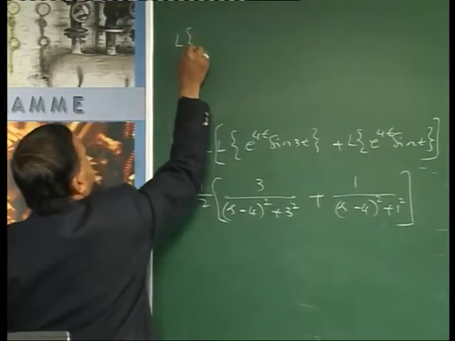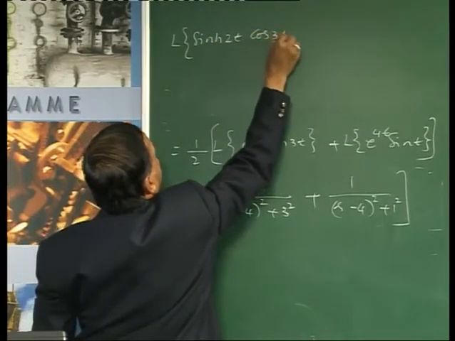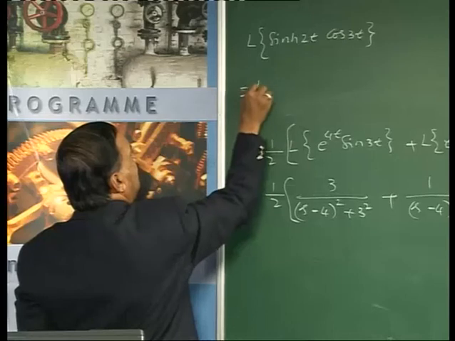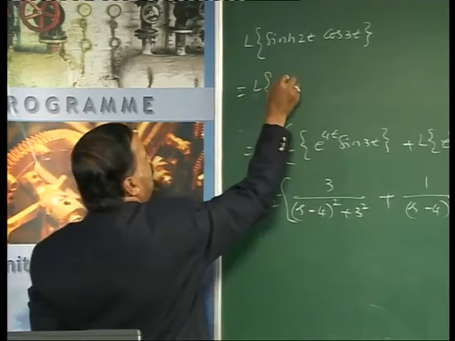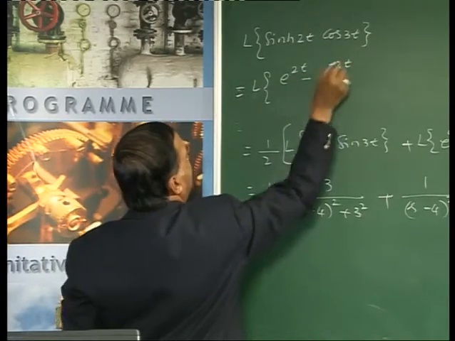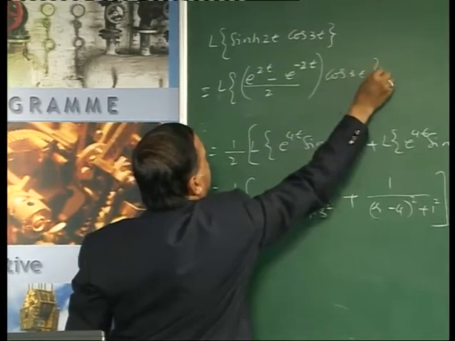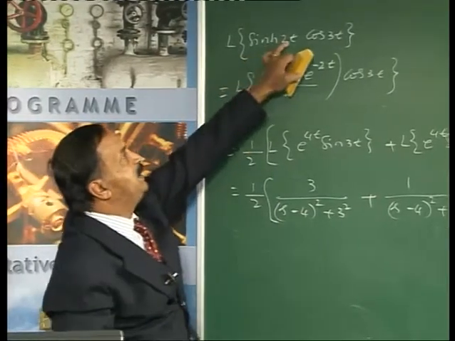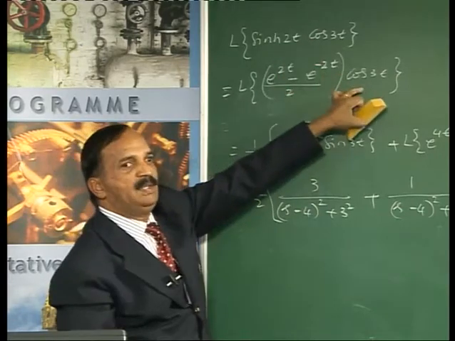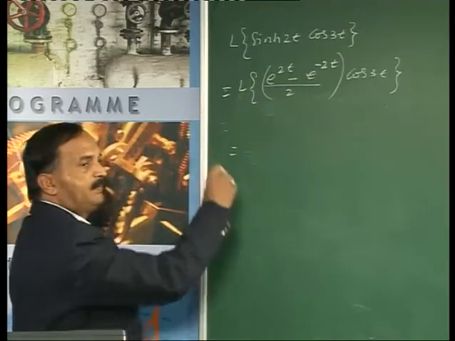One more example, find L of sin hyperbolic 2t into cos 3t. We can write this as L of, sin hyperbolic theta is equal to e to the power of theta minus e to the power of minus theta by 2, into cos 3t. Just multiply and use the formula, and you will get the answer.